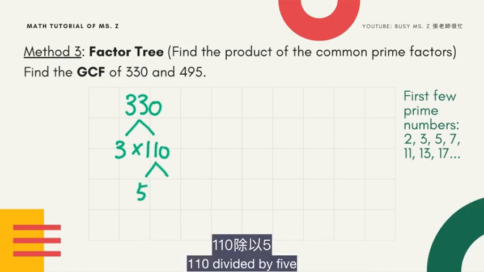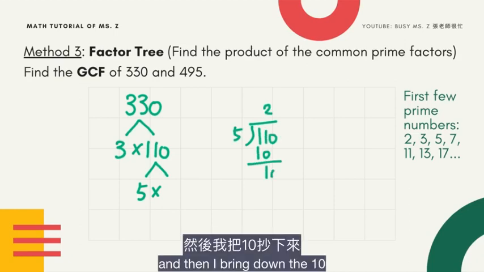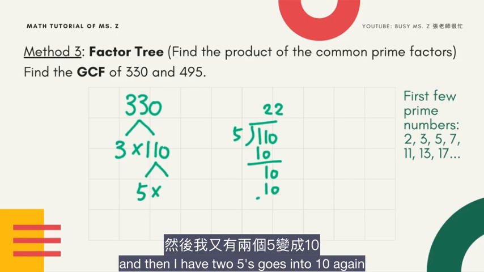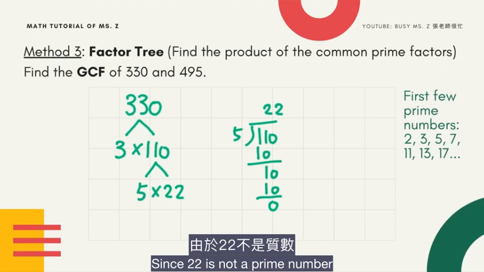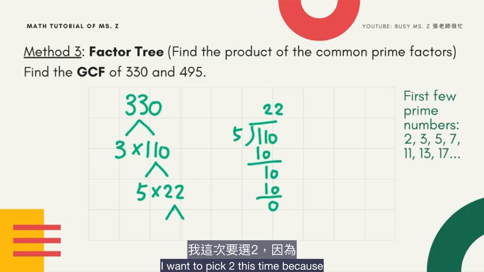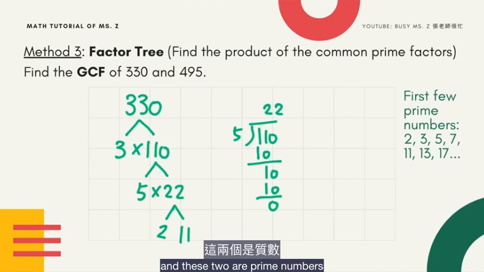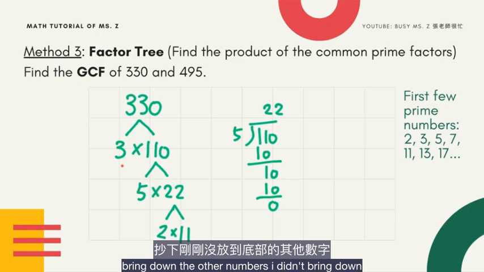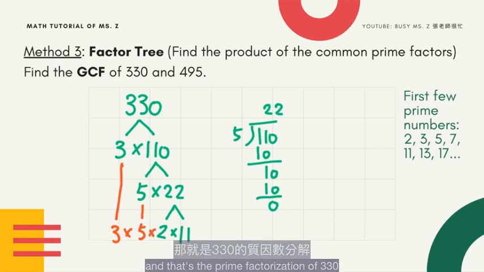So 110 divided by 5. 2 5s goes into 10. And then I bring down a 10, and then I have 2 5s goes into 10 again. So it would be 5 times 22. And since 22 is not a prime number, I'm going to continue. I want to pick 2 this time because 22 can be written as the product of 2 and 11. And these 2 are prime numbers. So now I'm going to go ahead and bring down the other numbers I didn't bring down. It will be 3 times 5 times 2 times 11, and that's the prime factorization of 330.